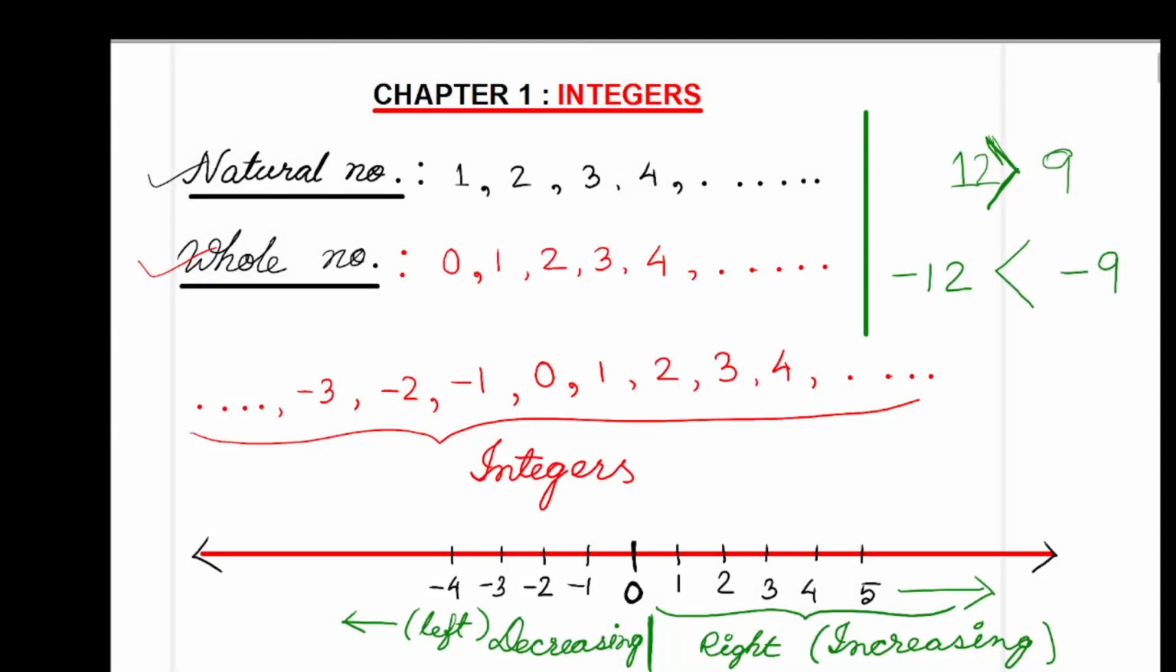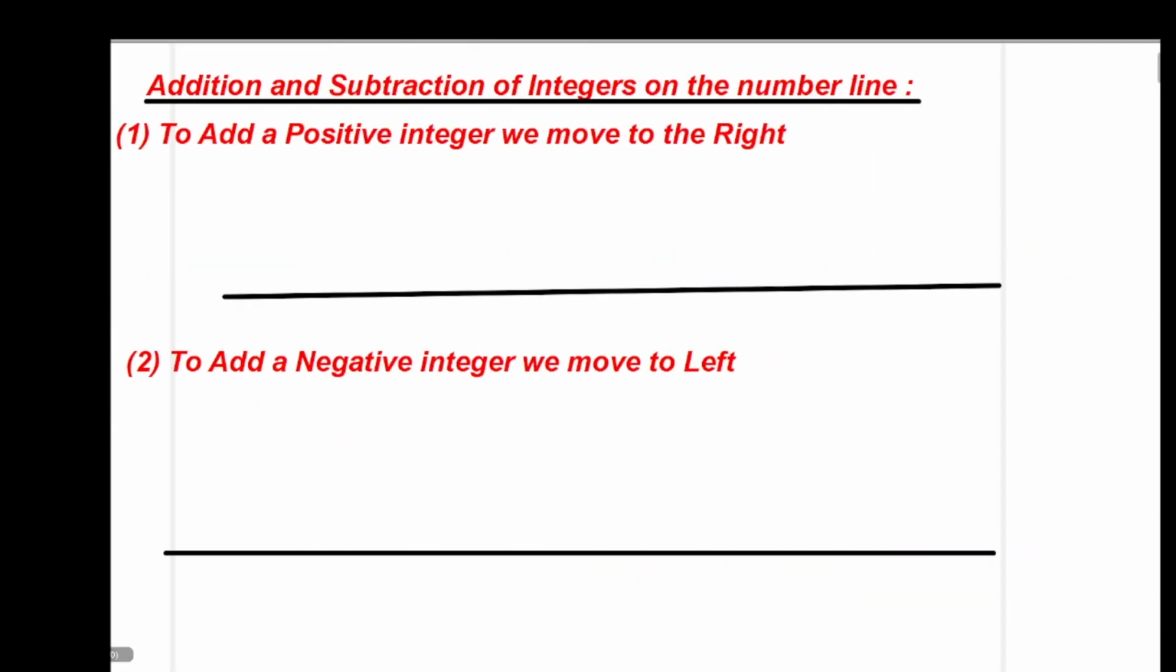Now come to the next point: addition and subtraction of integers on the number line. Here mainly we have to remember 4 very important points. In the first property, what is given? To add a positive integer, we move to the right. When we are adding a positive integer to another integer, we have to move right.